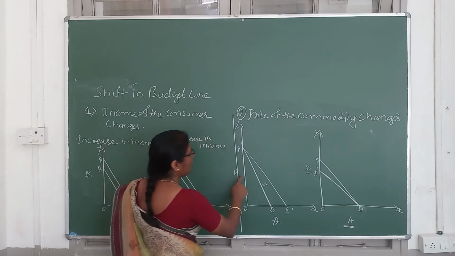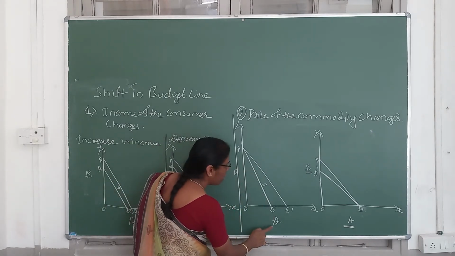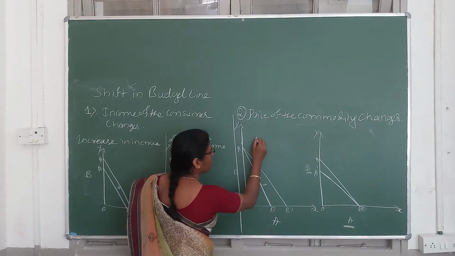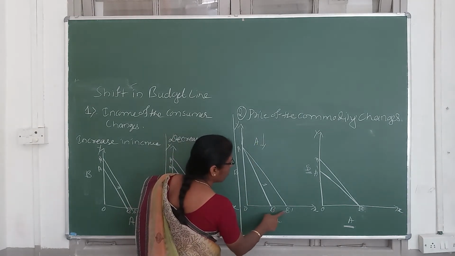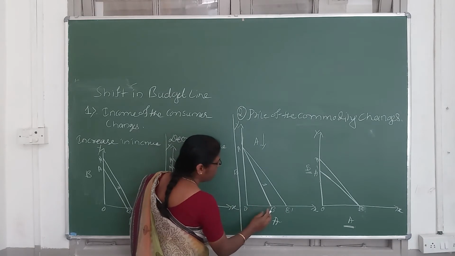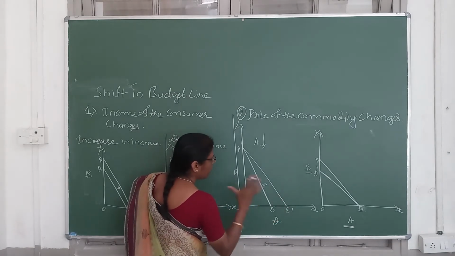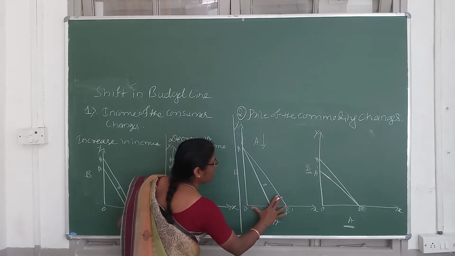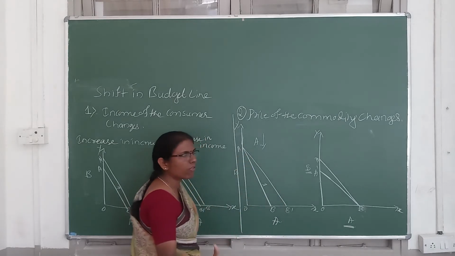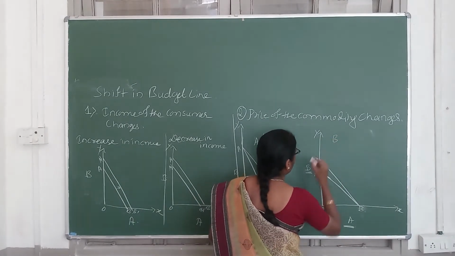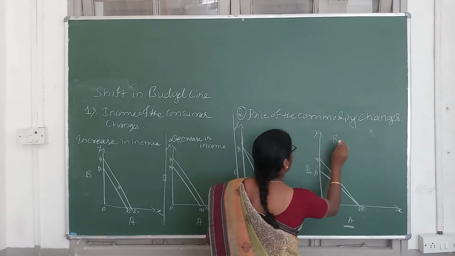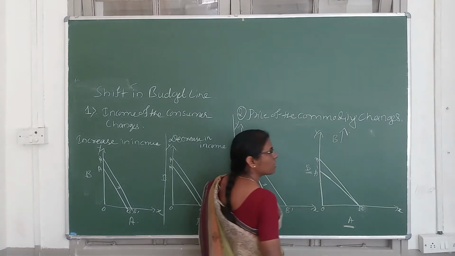So when the price of the commodity changes, what happens? In the first case, the price of apple decreases, so we purchase more of apple. This is the initial one. When the price decreases, we purchase more of apple with the same level of income. So this is the second one. This is the banana. What happens when the price of banana increases?